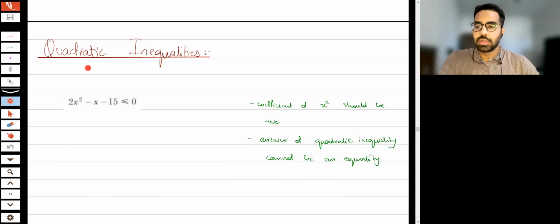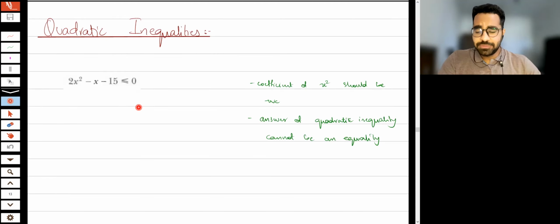Hello. In this video, we're going to discuss quadratic inequalities. We're going to discuss how to solve them, the different cases of it. For example, over here, I have a less than equals to sign. What would we do for a greater than equals to sign, for a less than sign, or for a greater than sign? Okay.